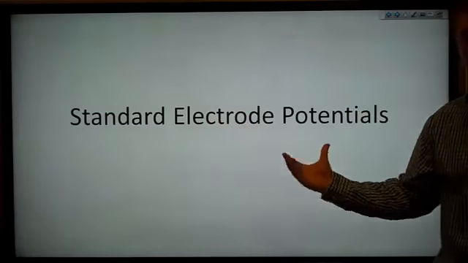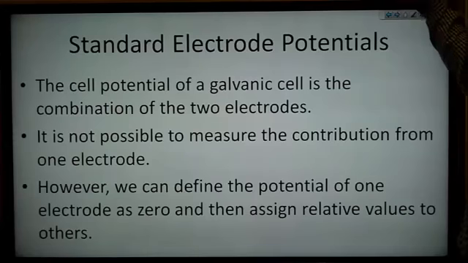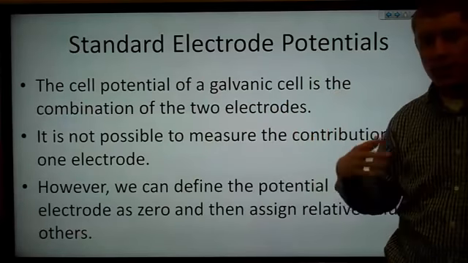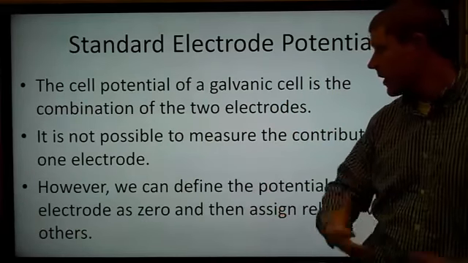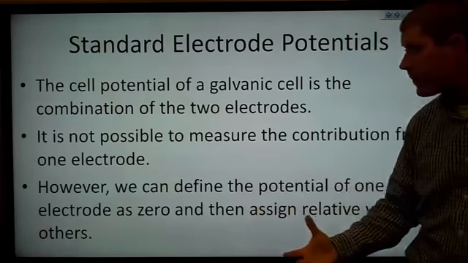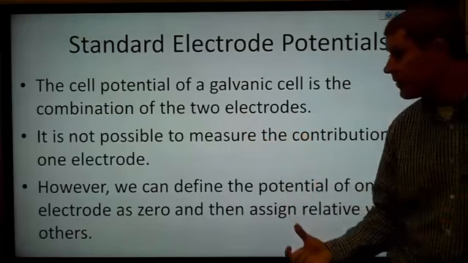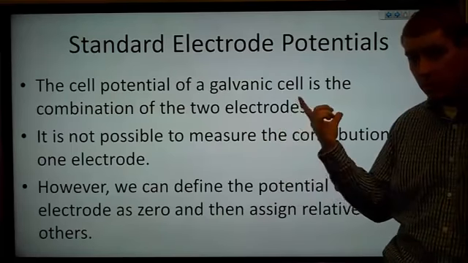Welcome to standard electrode potentials. So, the cell potential of a galvanic cell is the combination of our two electrodes. We have two half reactions going on, and our total cell potential is the combination of these two potentials for our two half cells.